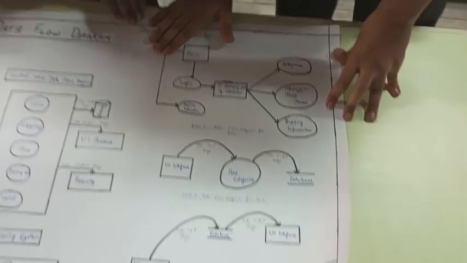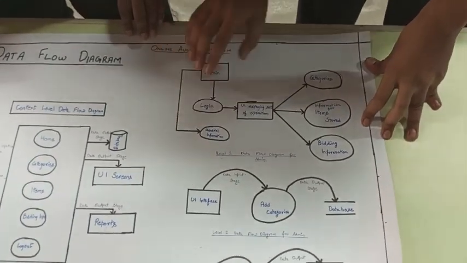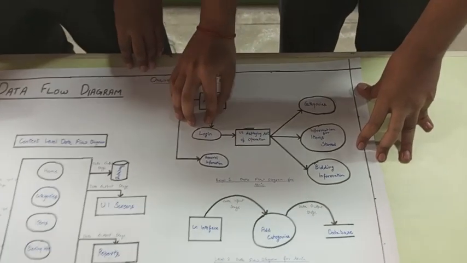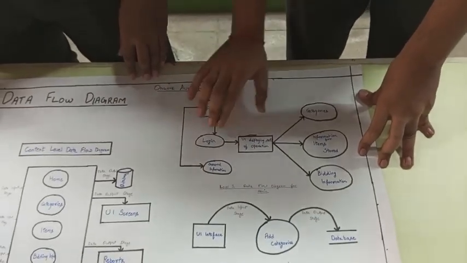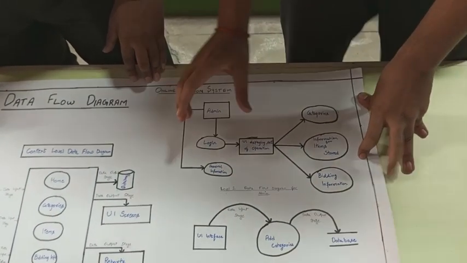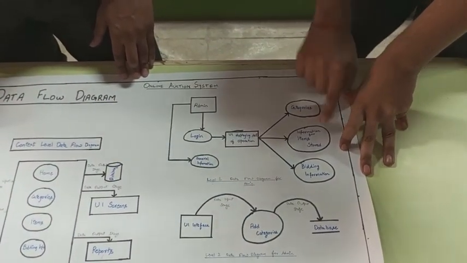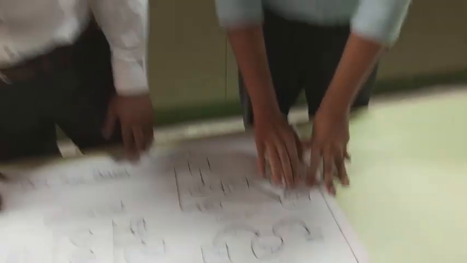So this is the admin role, and this is the level one data flow diagram. Here the admin controls the login access and the channel information, where a user logs in. This page will go into the UI display, where the items will be shown on their screens, and this will represent categories, information for every item stored, and bidding information.